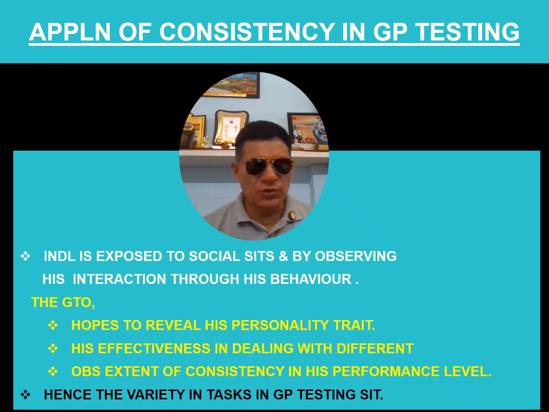Therefore, the GTO will check what? And he hopes to reveal his personality trait. Means he is looking at you that you reveal your personality traits and your effectiveness in dealing with the different situations, and observe extent of consistency in his performance level. So consistency is also being checked, and hence the variety in the task in the group testing situation.